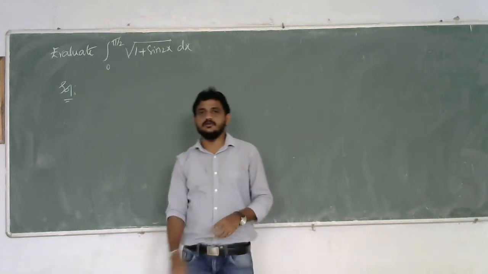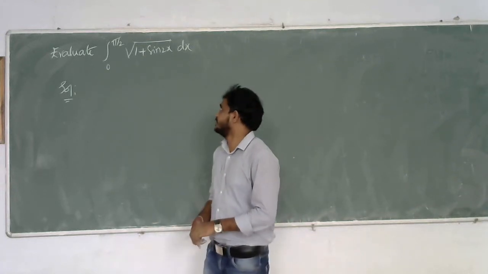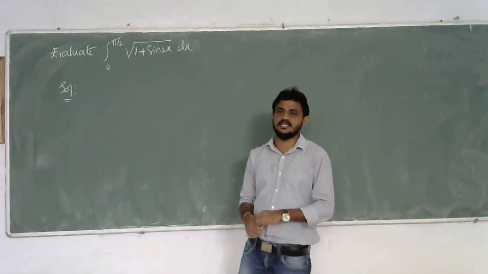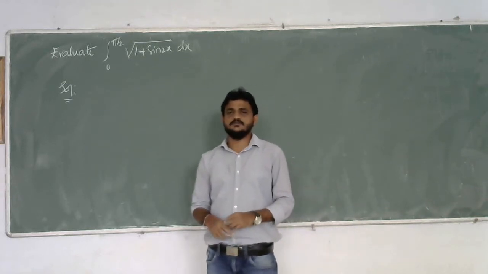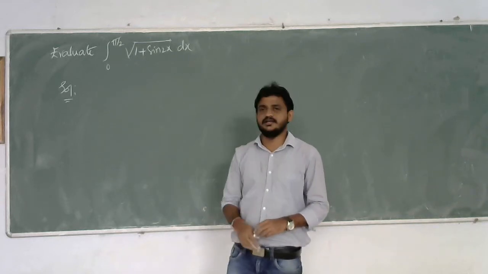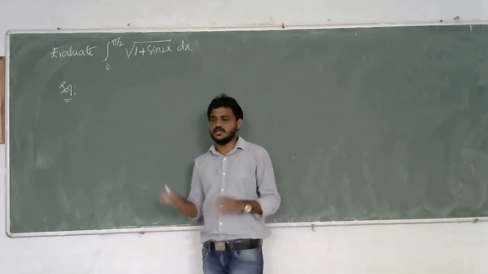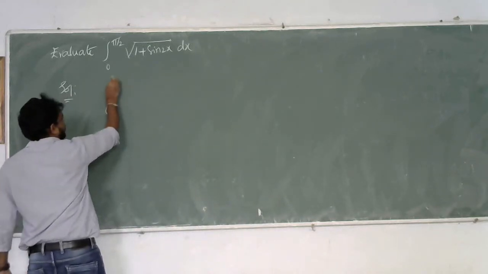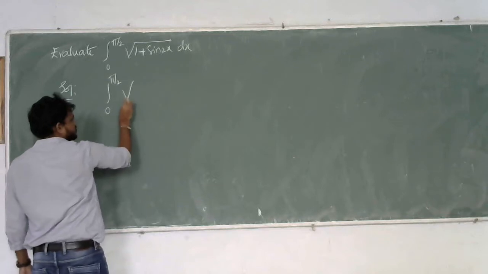So this is the given problem. Evaluate integral 0 to pi by 2 of square root of 1 plus sin 2x dx. Before applying the limits, first we have to evaluate that integral. So to evaluate that integral, write the limits as this.